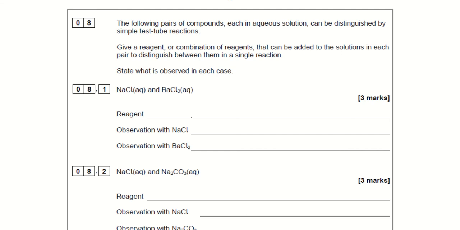Okay, this time we had to work out how we were going to differentiate between these particles. In here, we can't use the chloride ion because it's the same in both. So we've got a barium ion or a sodium ion. We have to use reagents. We can't use flame tests, therefore. And we were only allowed to use a single reaction.